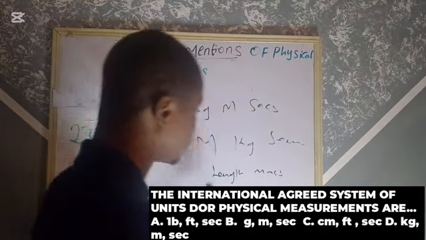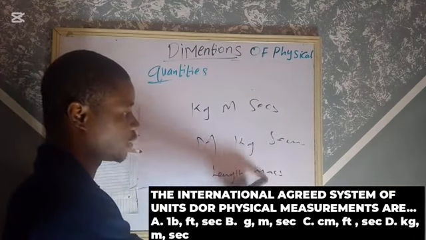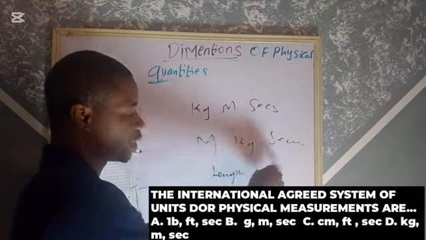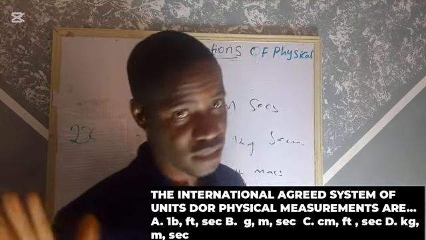Length, mass, time: meter, kilogram, seconds. The unit of length is meter. The unit of mass is kilogram, while the unit of time is seconds. That is the internationally agreed system unit.